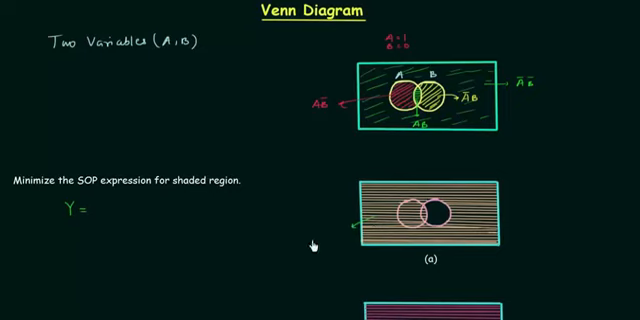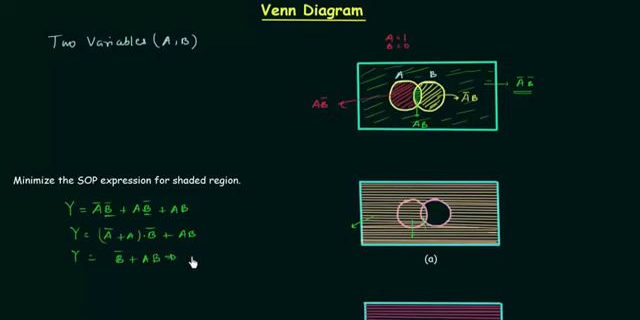For this region we have already seen it is A complement and B complement. This region is A and B complement, and this common region is A and B. We can easily minimize this by using Boolean algebra. I will take B complement common from the first two terms, so I have B complement times A complement or A, or A and B. A complement or A is 1, so it is B complement or AB.